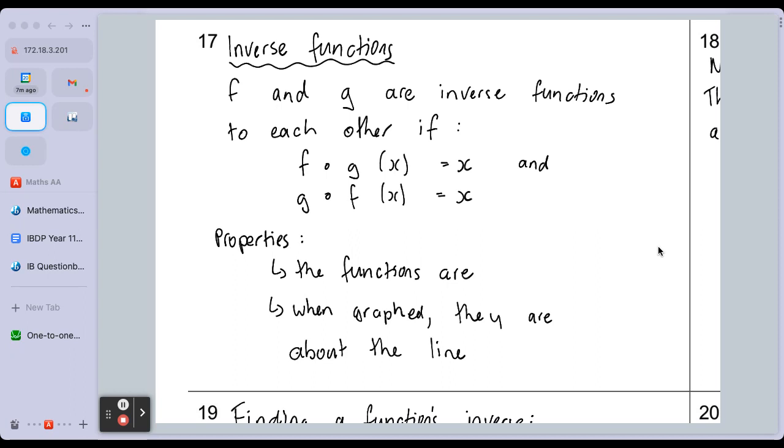The functions are, now I'm going to write them down and then we'll discover them, explore them. So don't stress about not knowing what it means. The functions are one-to-one. And when graphed, they are symmetrical, or reflected, about the line y equals x. And we saw that yesterday, how it was a mirror across y equals x.